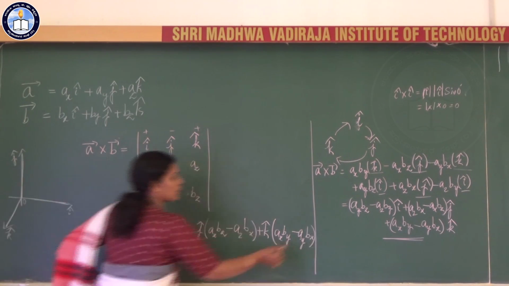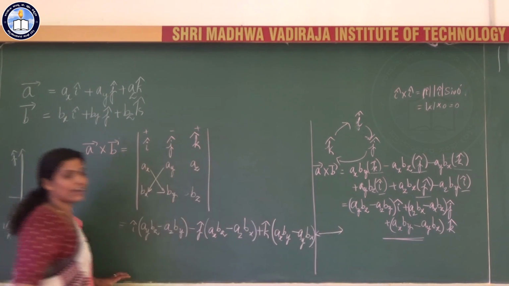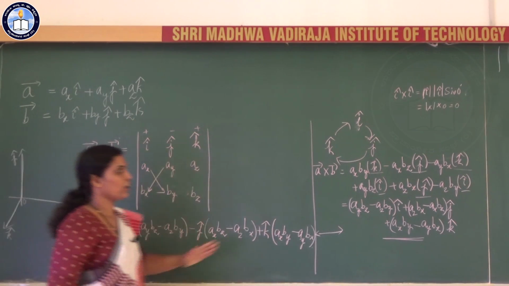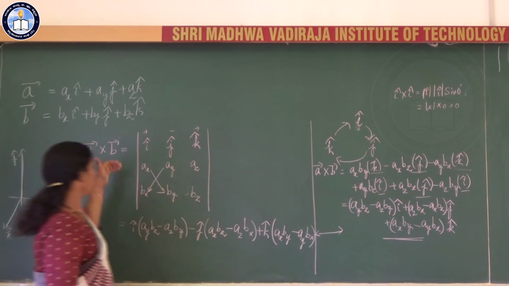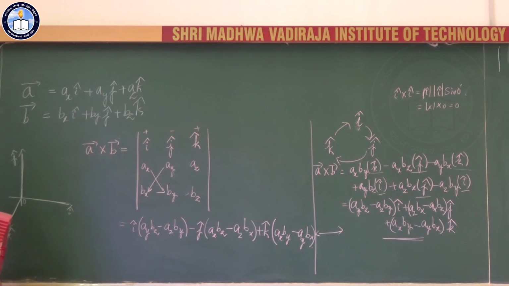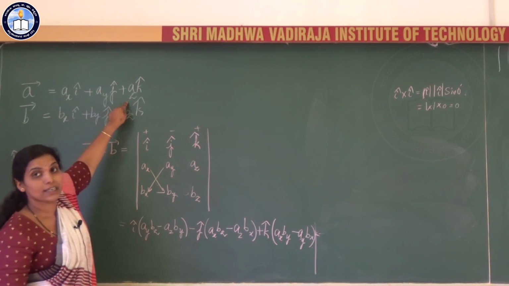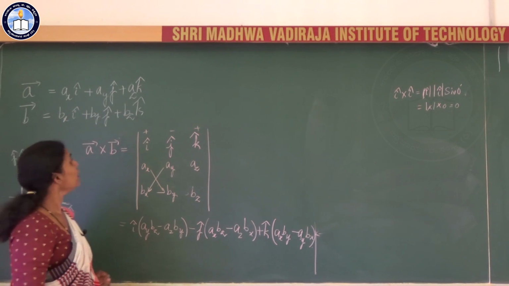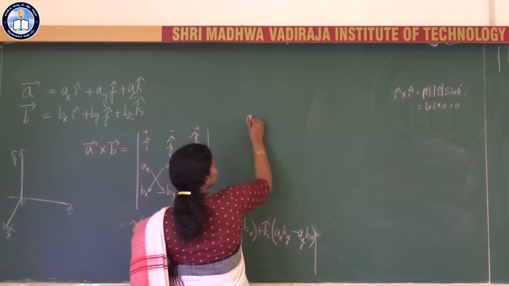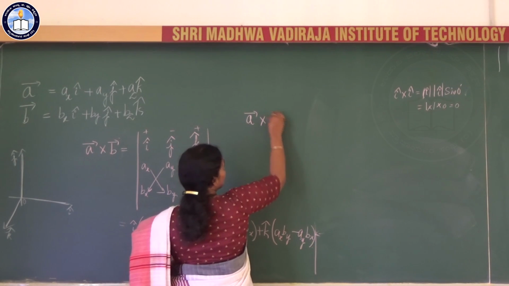See, compare these two things. It is one and the same. So instead of going with this lengthy one, you can directly use this determinant form. That is the easiest way to find out the cross product between two vectors when it is given in this form. Take the same A vector equal to AX i cap plus AY j cap plus AZ k cap. Now, what is A vector cross A vector?